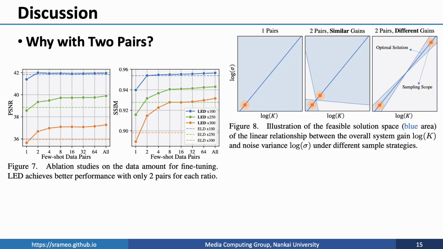As stated in the preliminaries, the variance of noise is log-linearly related to the overall system gain. With only 1 pair of data, it is impossible to find the correct linear relationship. Plus, utilizing 2 or more pairs with similar system gains cannot model the linear relationship precisely due to the non-negligible error of the sample scope. Thus, we adopt 2 pairs of marginally different system gains to model the relationship. This also supports our design of each component in the training process.